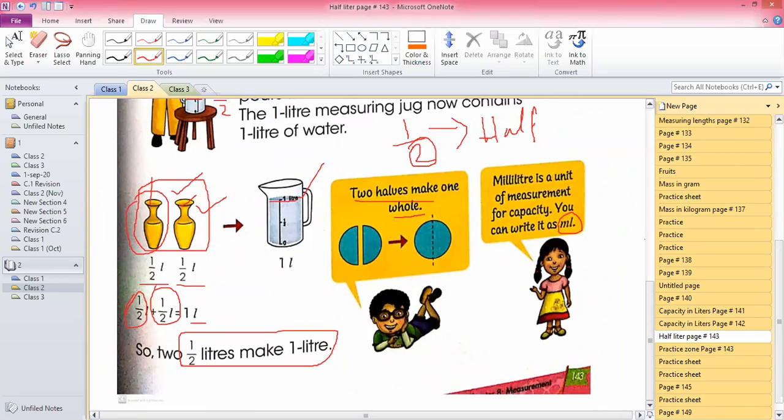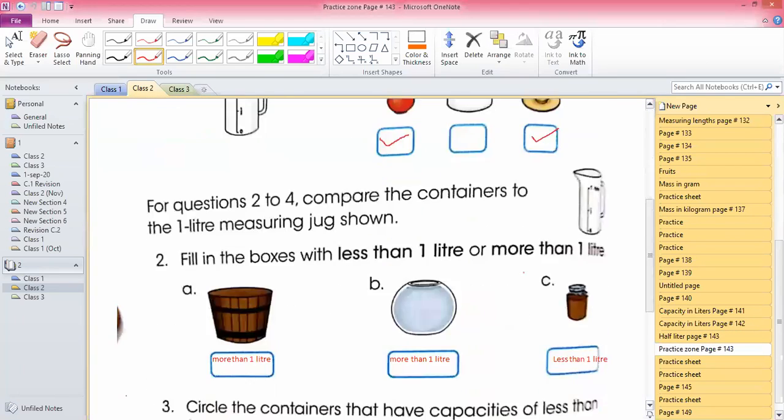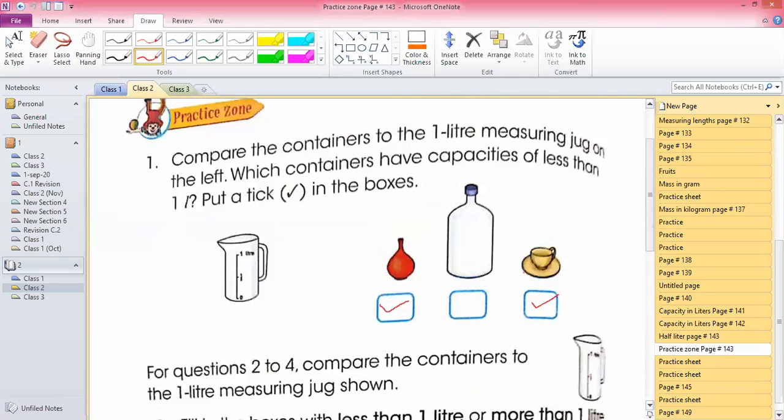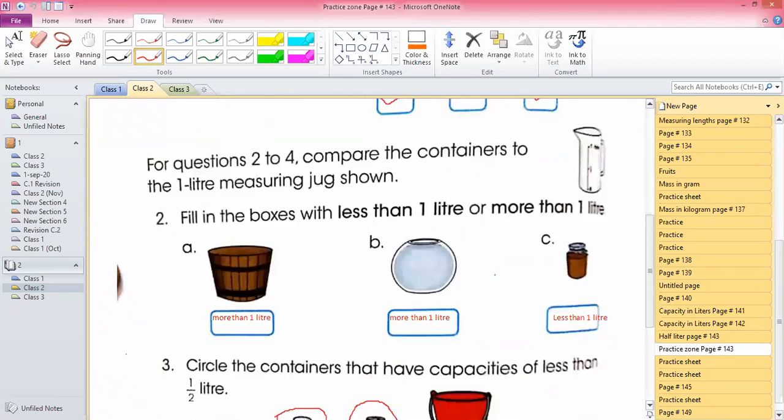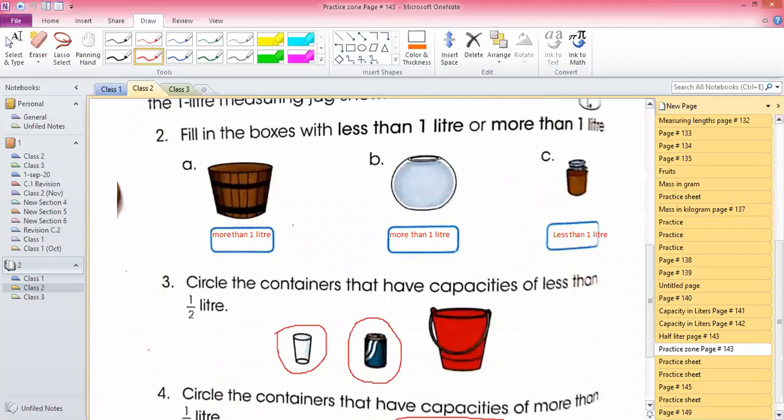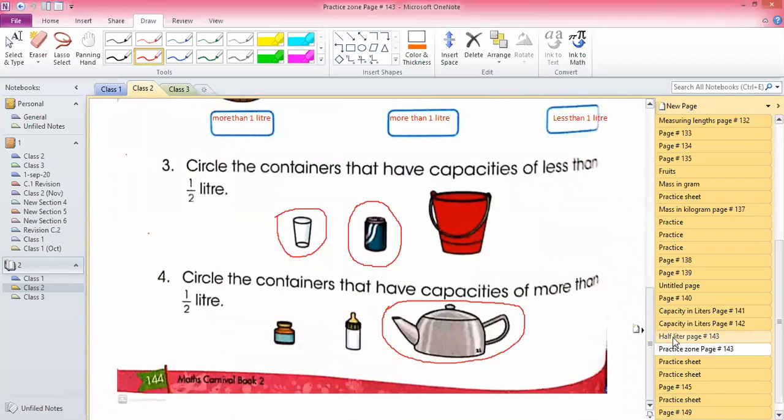We completed a practice zone yesterday, guys, on page number 143 in the last class. Compare containers to the 1 liter measuring jug to the left: which containers have capacities of less than 1 liter? So you take these two because they have less than 1 liter capacity. Here you also complete it for less than and more than.